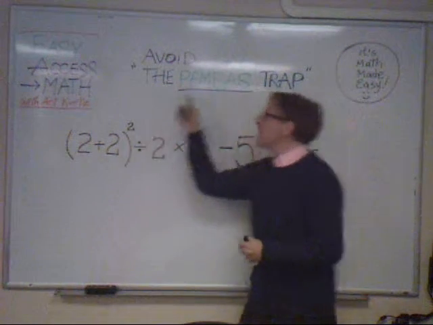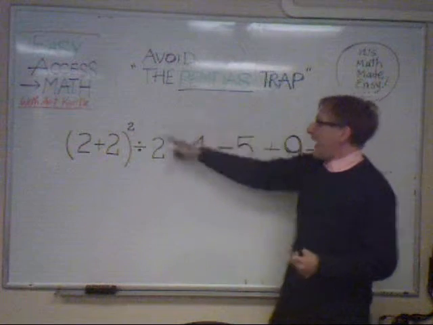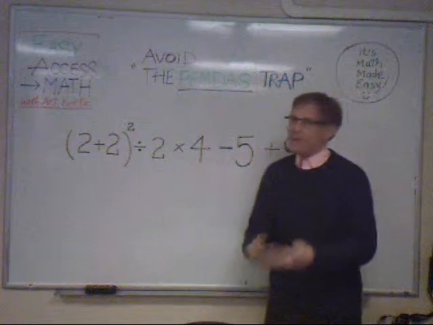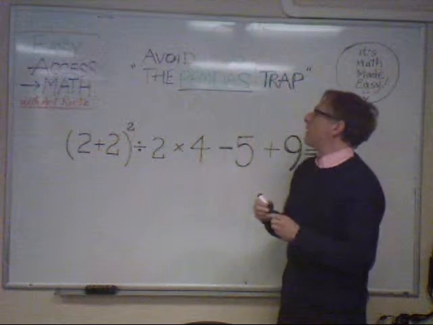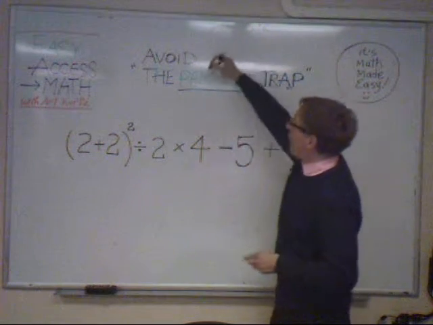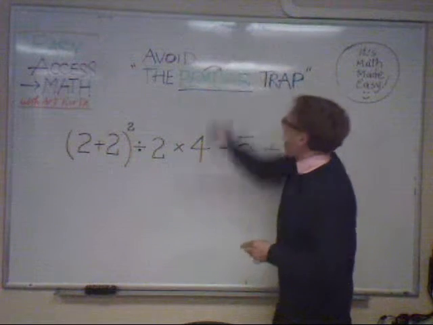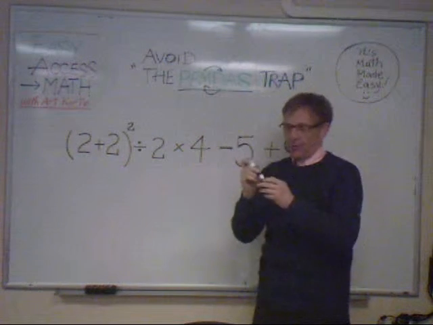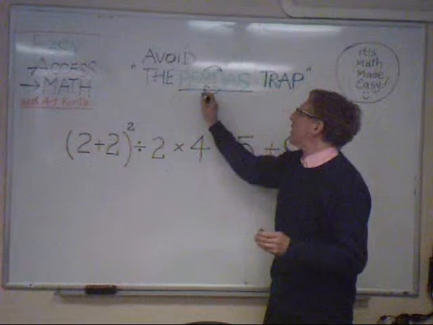So parentheses is always done first, and then exponents. Here's where the trap comes in: following the exponents is multiplication and division. But they are really equals. You do the one that's on the left first.